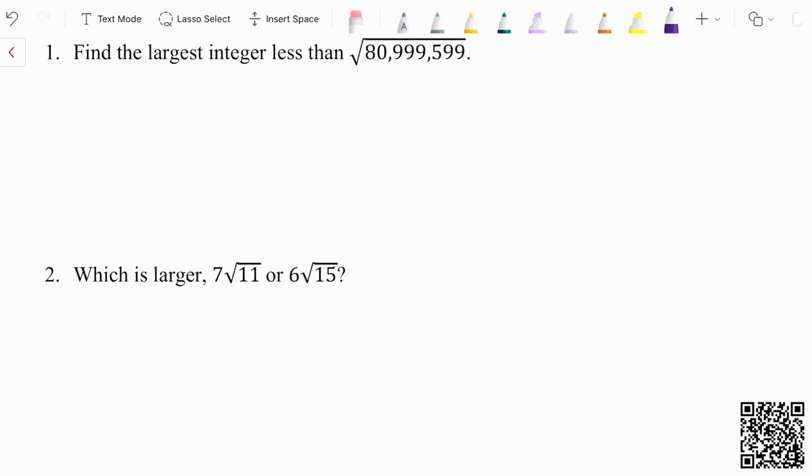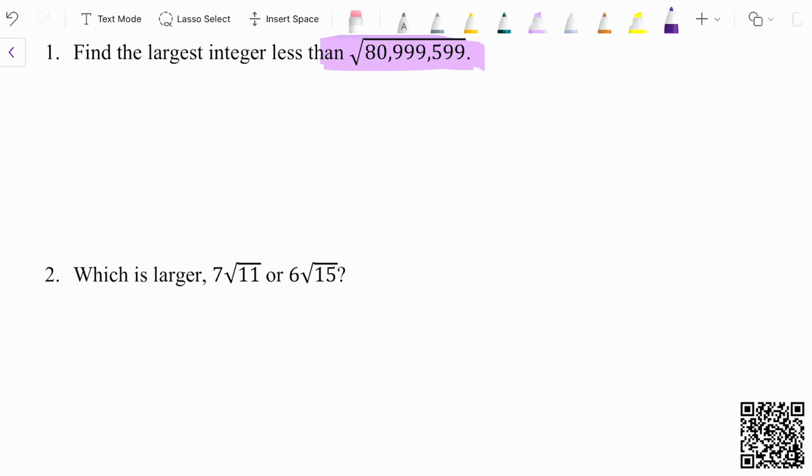Today's first question is, find the largest integer less than this number's square root. And I don't think anyone here is going to fancy trying to find the square root of that, unless you have a calculator on hand, but you're probably not going to have one during the test.